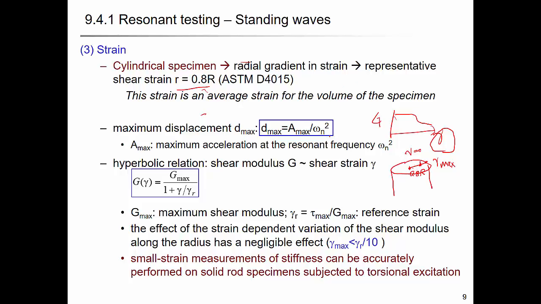And maximum displacement can be obtained from the maximum acceleration divided by the resonant frequency squared. This is because the acceleration is the second derivative of the displacement with respect to time. And using the hyperbolic relation, we can get the shear modulus versus the shear strain curve.